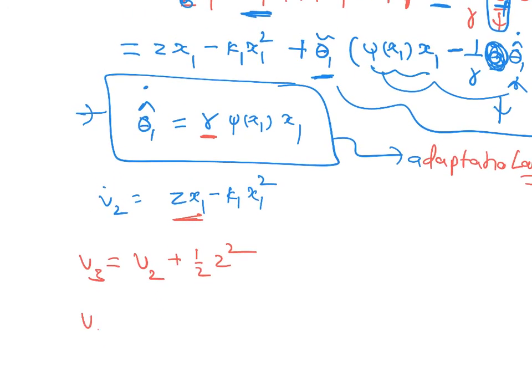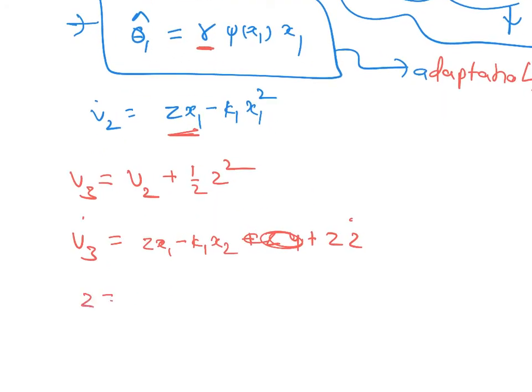So v3 dot will be v2 dot, which is z x1 minus k1 x1 squared, plus z dot. And z dot is what? Z into u, basically. Z dot, no, z dot is not u, sorry. So it will be plus z dot. What is z dot? Z is x2 minus x2 desired, remember?